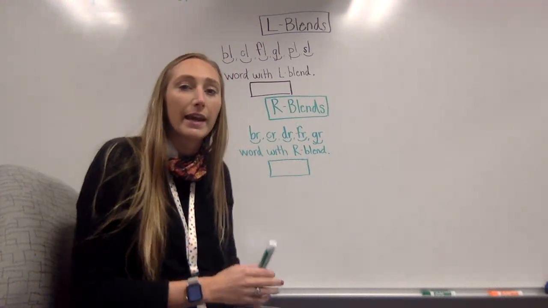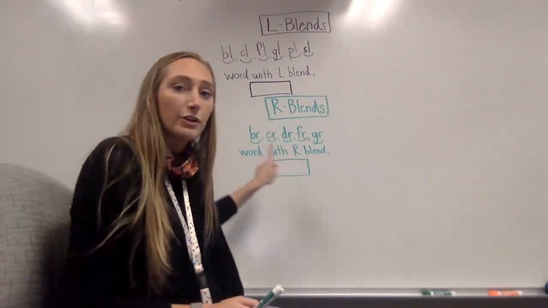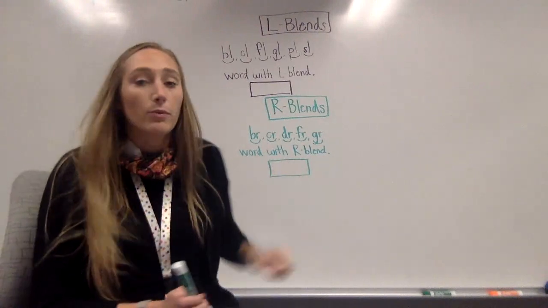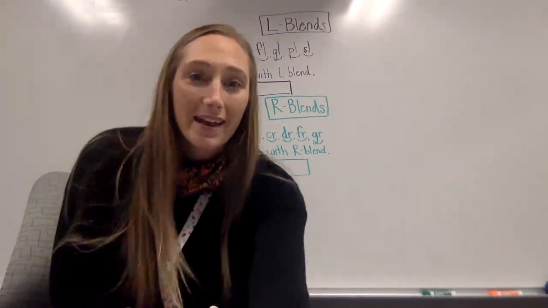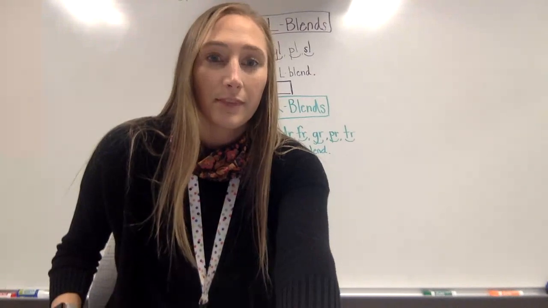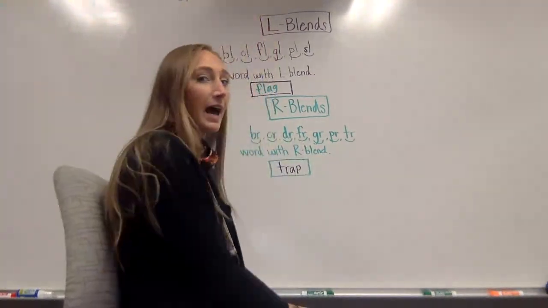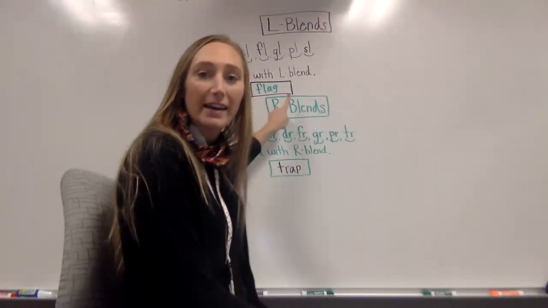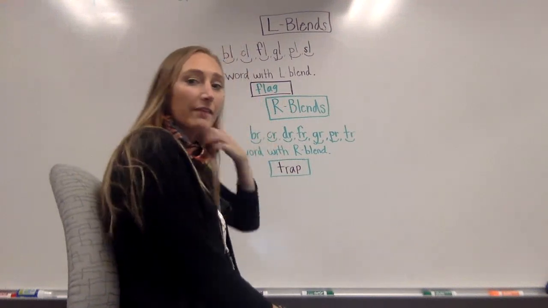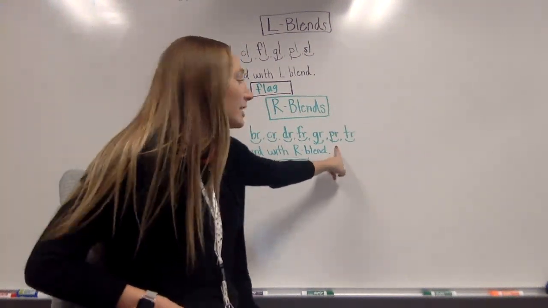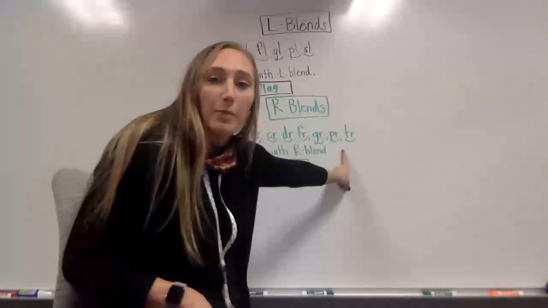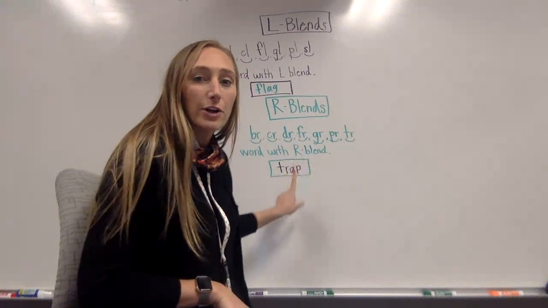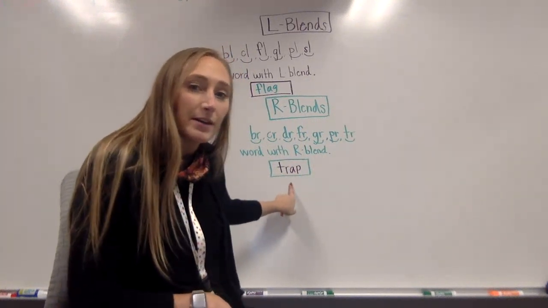Now I want you to take a second and write down in your journal a word with an L blend and a word with an R blend, and then come back to me. Okay, for my L blend, I chose the FL blend, full, flag. And for my R blend, I forgot to mention PR and TR. So the PR blend is per, the TR blend is tur. And so I chose a TR blend, trap.